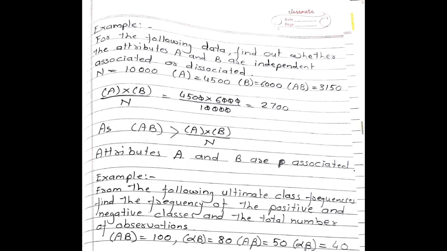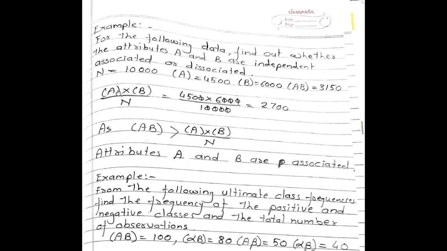Next example. For the following data, find out whether the attributes A and B are independent, associated or dissociated. Same type of problem we have again. So N is equal to 10,000. Frequency of class A is equal to 4,500. Frequency of class B is equal to 6,000. And frequency of class AB is equal to 3,150. So these 4 values are given.